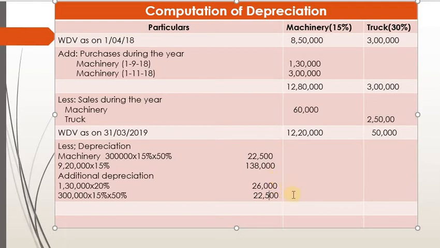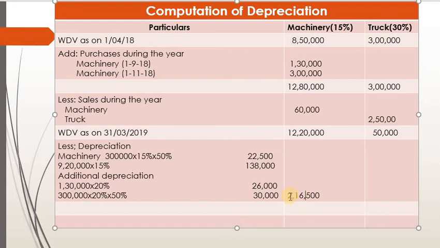Now let us total the depreciation for machinery. Sorry, this is 20%, so it becomes 30,000. So now let us total the entire depreciation for machinery. So total depreciation to be deducted from machinery is 2,16,500.